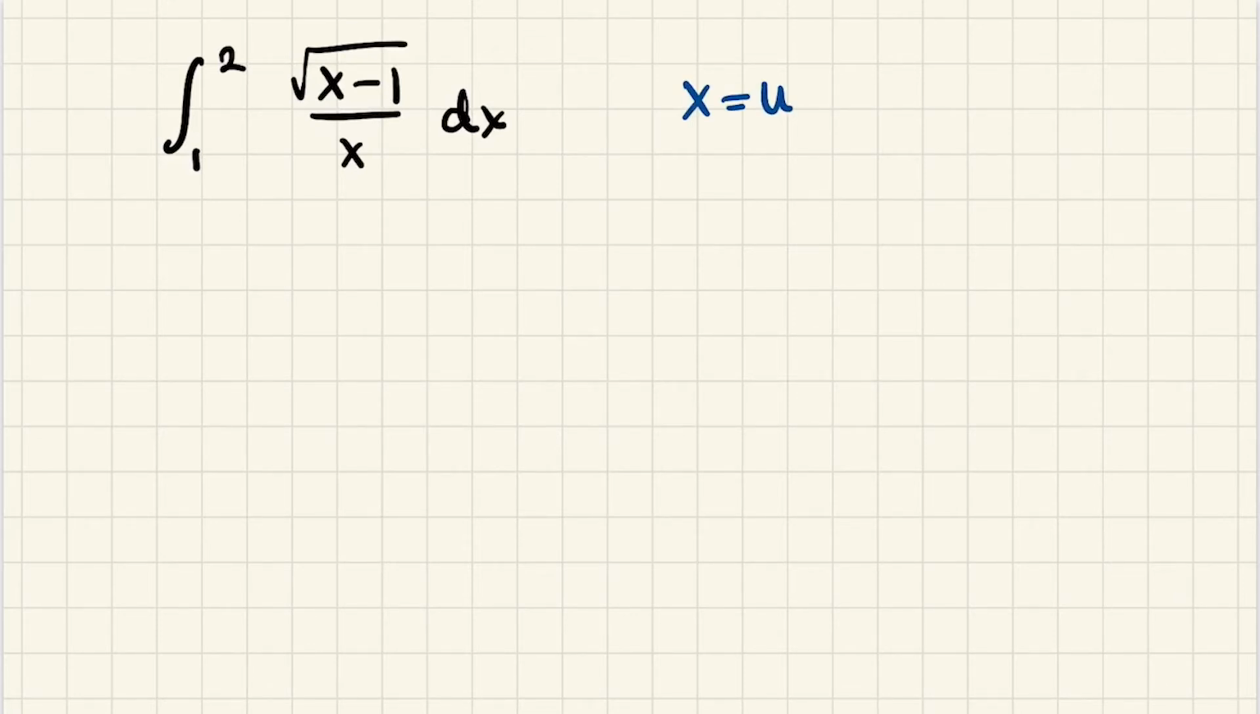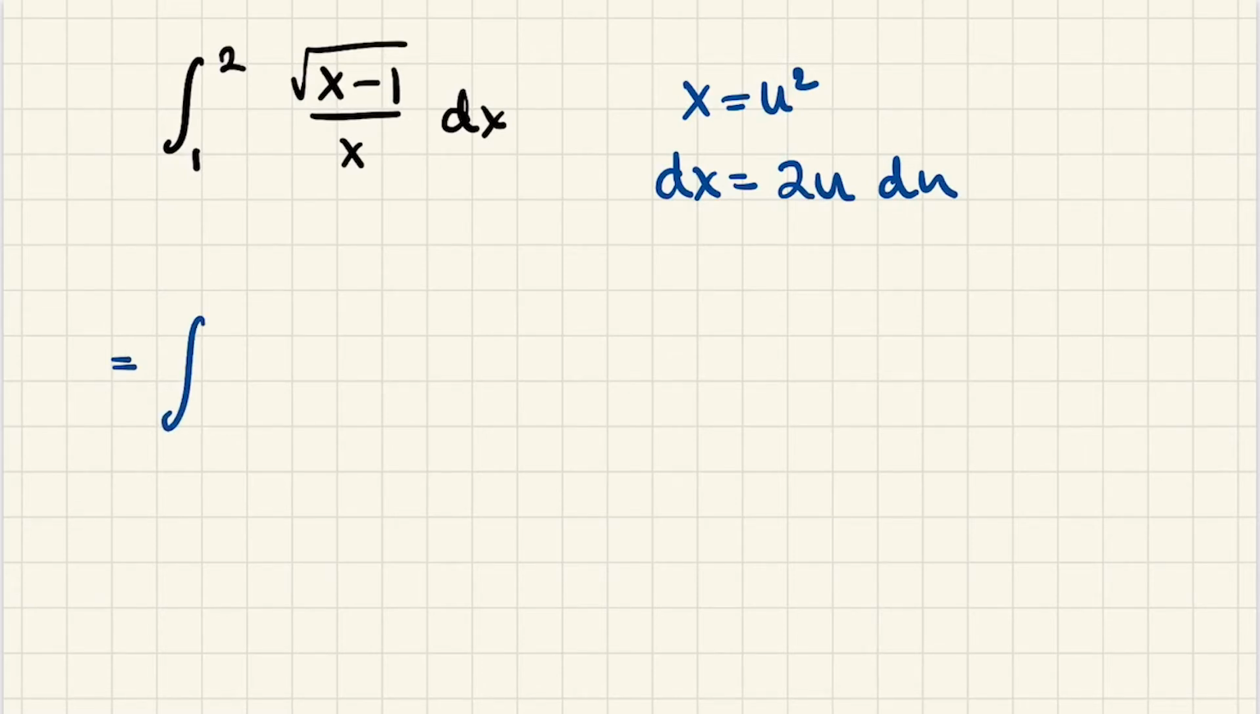Okay, here was another trig substitution problem. So this was the integral from 1 to 2 of the square root of x minus 1 over x. And it did not look like a trig substitution problem right away, but you were suggested in the problem statement to begin with x equaling u squared. So dx would be 2u du. And let's see what happens.